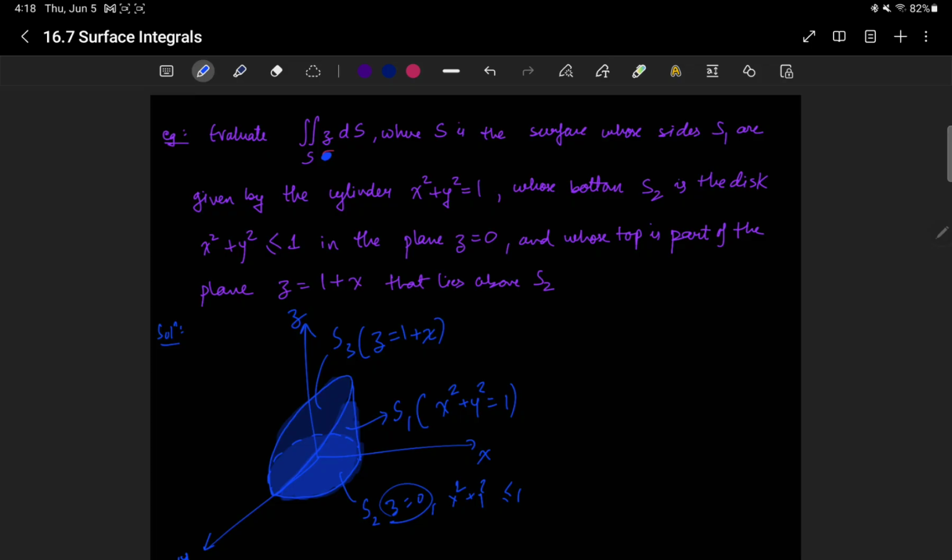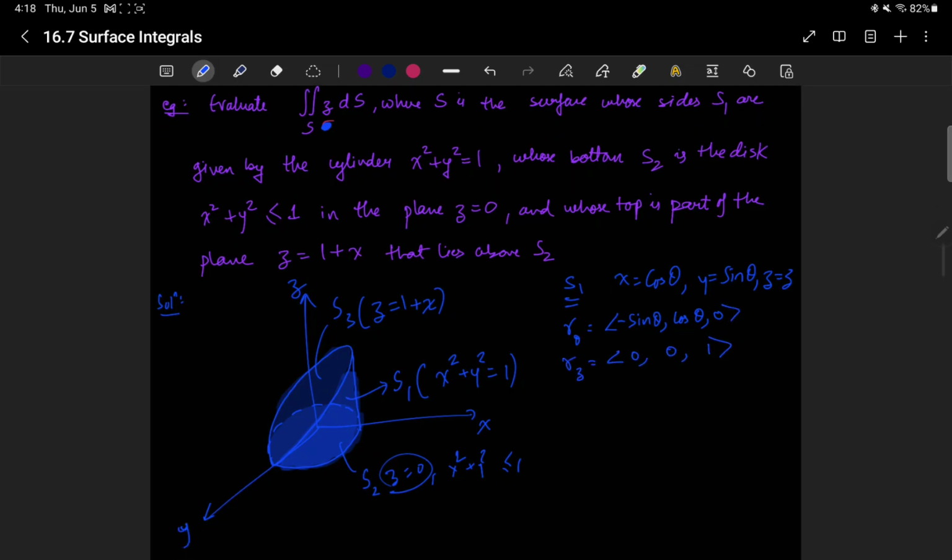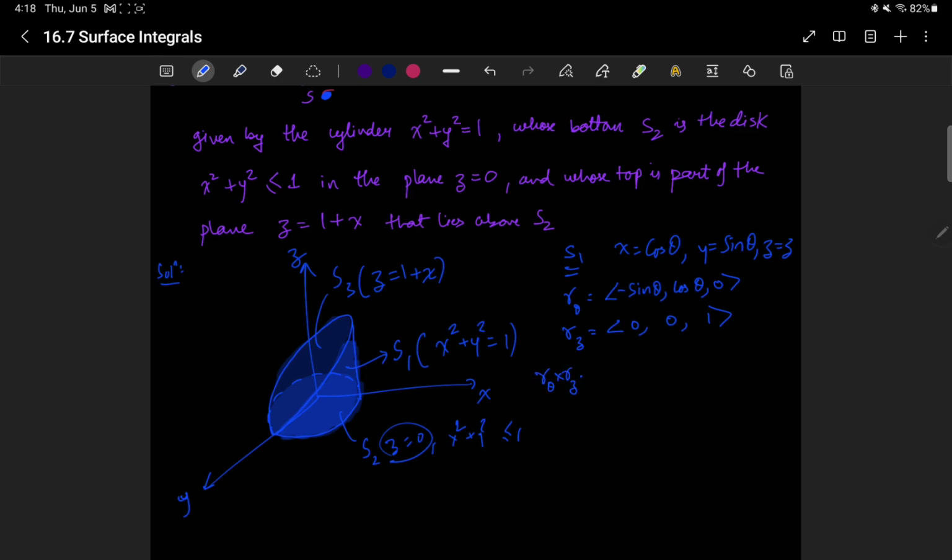Okay, so for S1, first we'll work with S1. Let's use a simple parameterization which can be used for a cylinder: cosine theta, sine theta, and z equals z. So we need r theta, which is negative sine theta, cosine theta, and 0. And the other parameter is z, so we have 0, 0, 1. R theta cross rz is going to be i, j, k; negative sine theta, cosine theta, 0; 0, 0, 1. So i is cosine theta, j is sine theta, and k is 0.